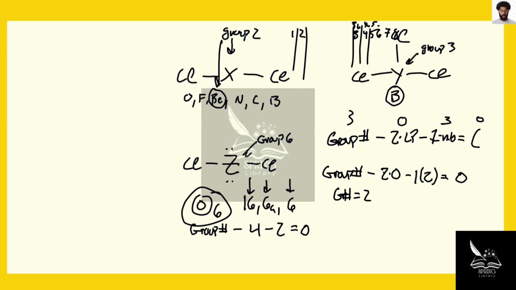It's already a 6. But 6 is the only number that fits in this equation and gives us a neutral output, because we knew that the central atom was neutral because it didn't show it with a charge.